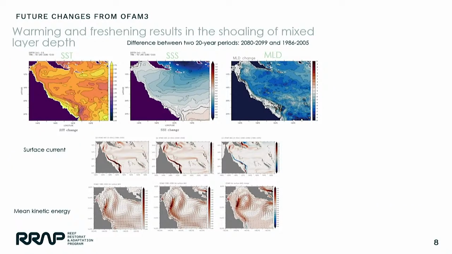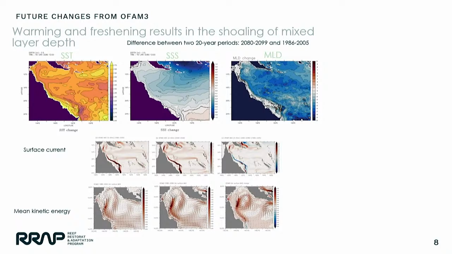So from the OFAM3 simulations, downscaling, here I'm showing you the difference between 20-year periods, end of the century and the beginning of the century. So on the top left is SST, and that goes up to 3 degrees. Remember, that's CMIP 5 projections. I think CMIP 6 gives you a higher value.